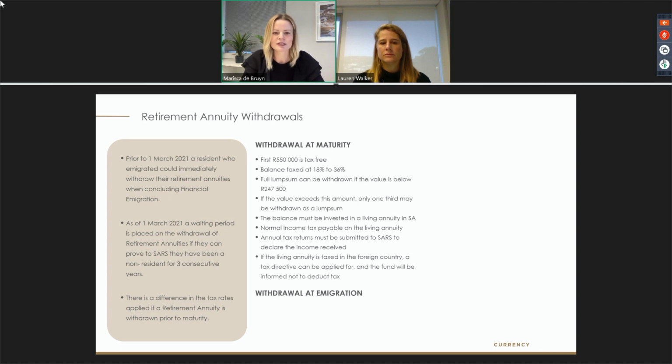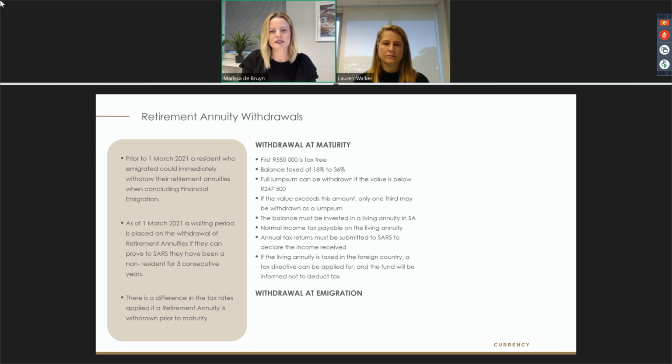Obviously, the double tax agreement allows that one of these countries needs to give you relief, and that would have to be South Africa. So there's a lot of admin involved if you decide to, as an immigrant, withdraw your annuity on maturity and then have the living annuity left in South Africa. So the admin around it is your tax returns that need to be submitted. And then you can apply for a tax directive from SARS, because now obviously you need to pay this tax in our example, the UK. So if you can prove to SARS that you've paid the tax in the UK, they'll allow a tax directive, which would then allow the funds in South Africa to deduct 0% in South Africa.